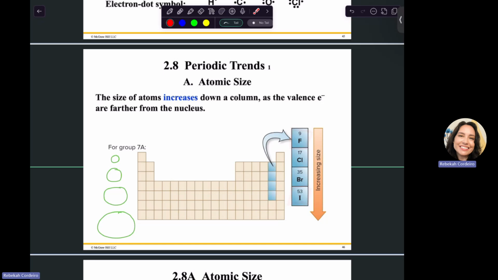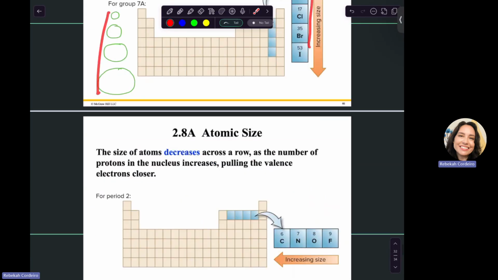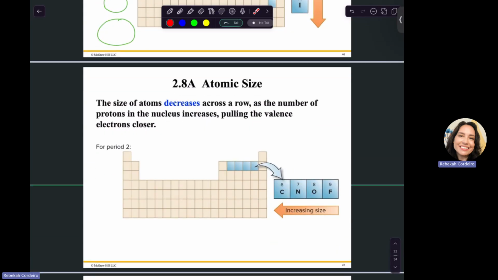So, in bonding, as we go down, we're increasing in size. Think about building a snowman. Now, as we go across the periodic table, you may think that because we're adding protons and electrons, the size gets bigger. But actually, as we add protons, the pull of those protons is more intense, and so it's going to pull the electrons in tighter.